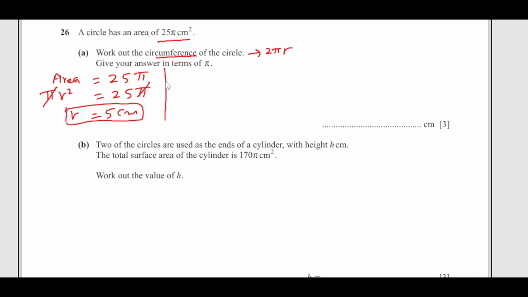So r squared is 25, so r is going to be 5. We are going to take only the positive value of r, right? So now as we have r, we can find out the circumference, which is 2 pi r. The answer should be in terms of pi, meaning we are not going to substitute the value of pi. So 2 times pi times 5 is 10 pi. Right.